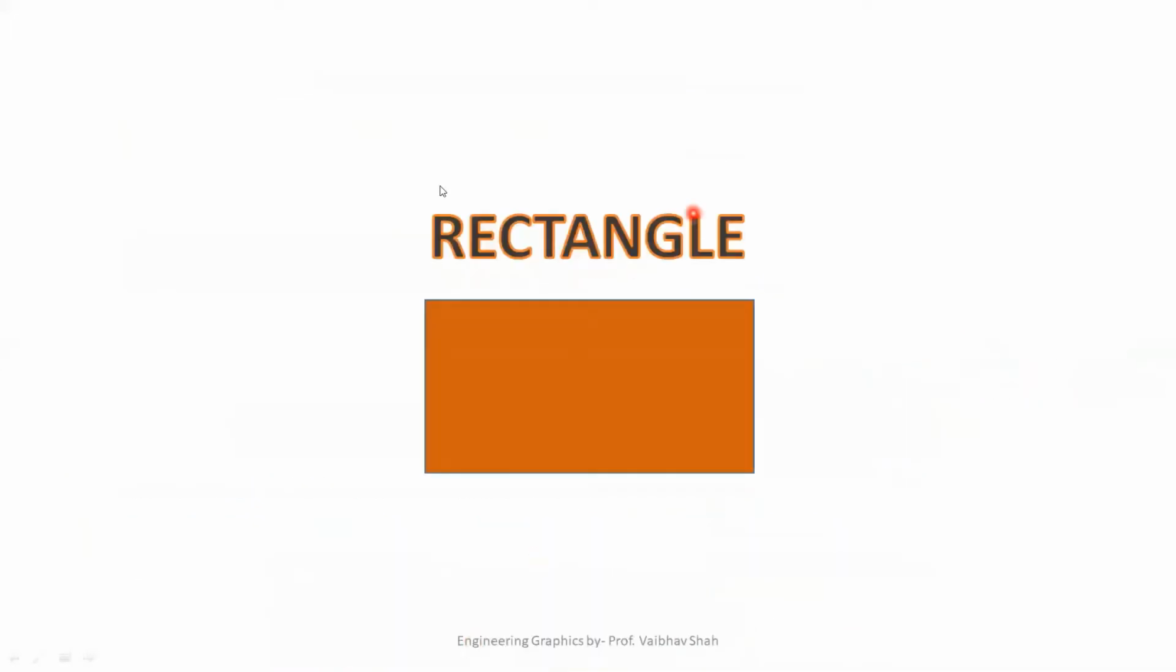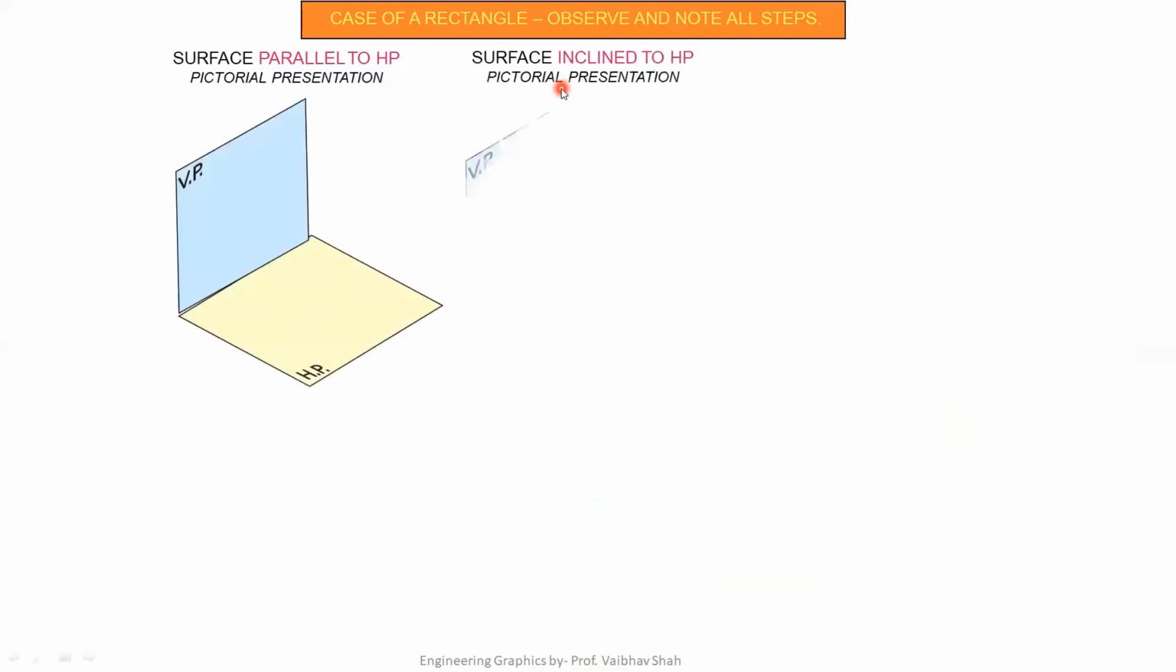Now, our first object is rectangle. As you can see, rectangle is having two sides. One is called a small side or a shorter side of the rectangle, and another side is known as a longer side of this rectangle. So for the case of rectangle, let us observe and note the following steps. We'll be taking three cases for this rectangle.